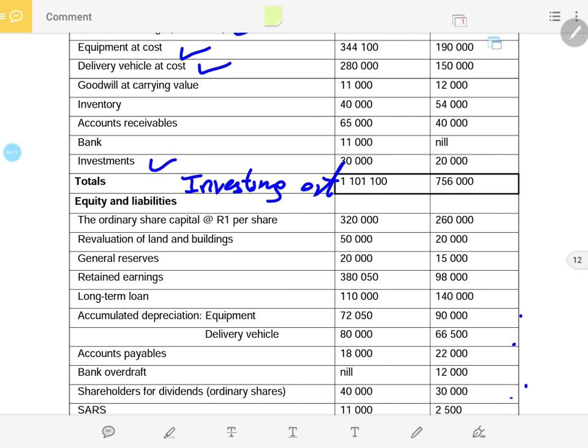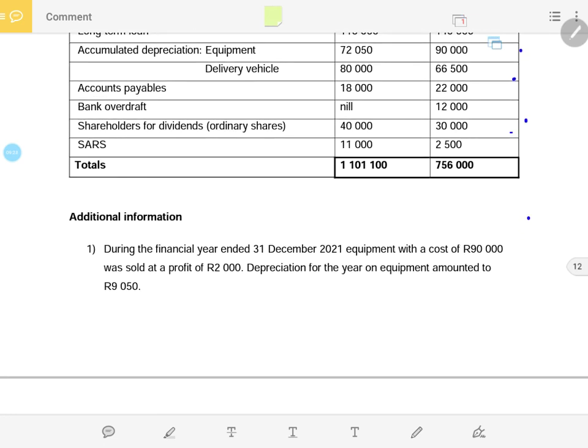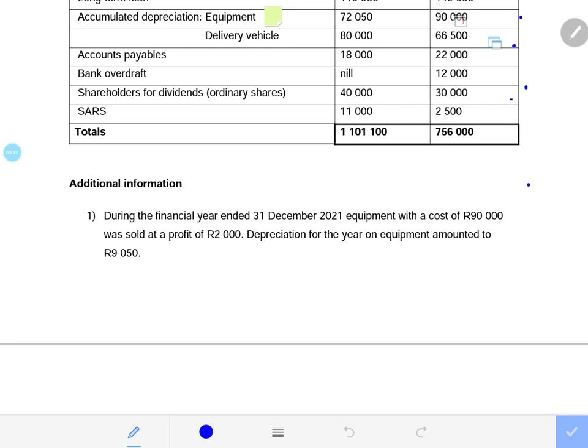So that being said, let us leave that part. We have equity and liability as usual. Let us go now to our additional information, and according to each additional information we record. It says during the financial year ended 31st of December 2021, equipment with a cost price of 90,000 rands, and I also made an adjustment on it, was sold at a profit of 2,000 rands.